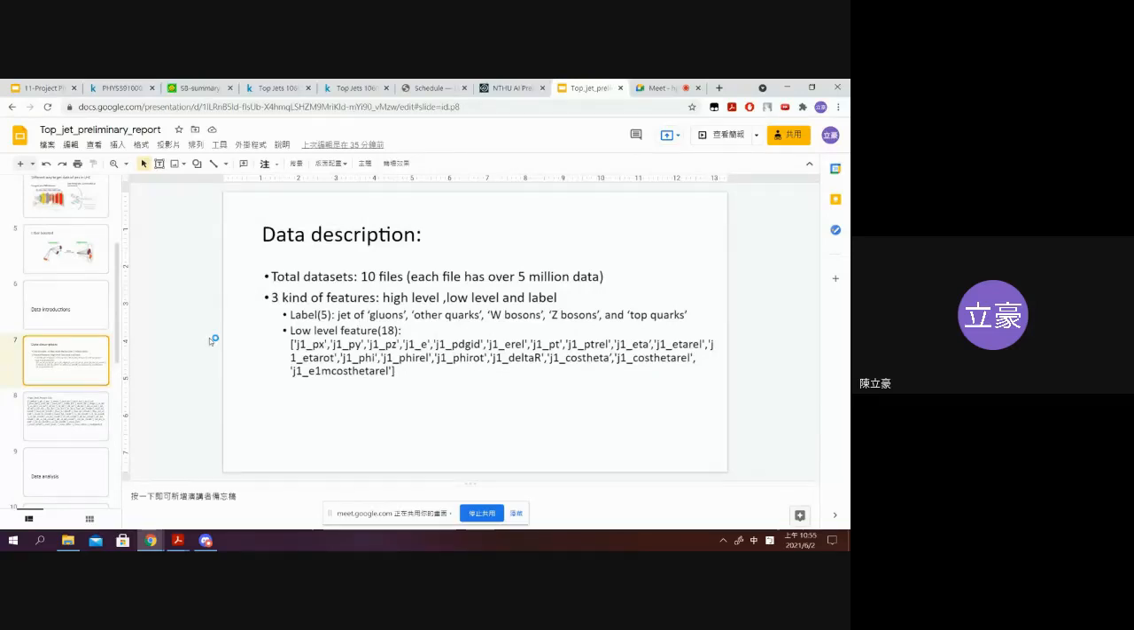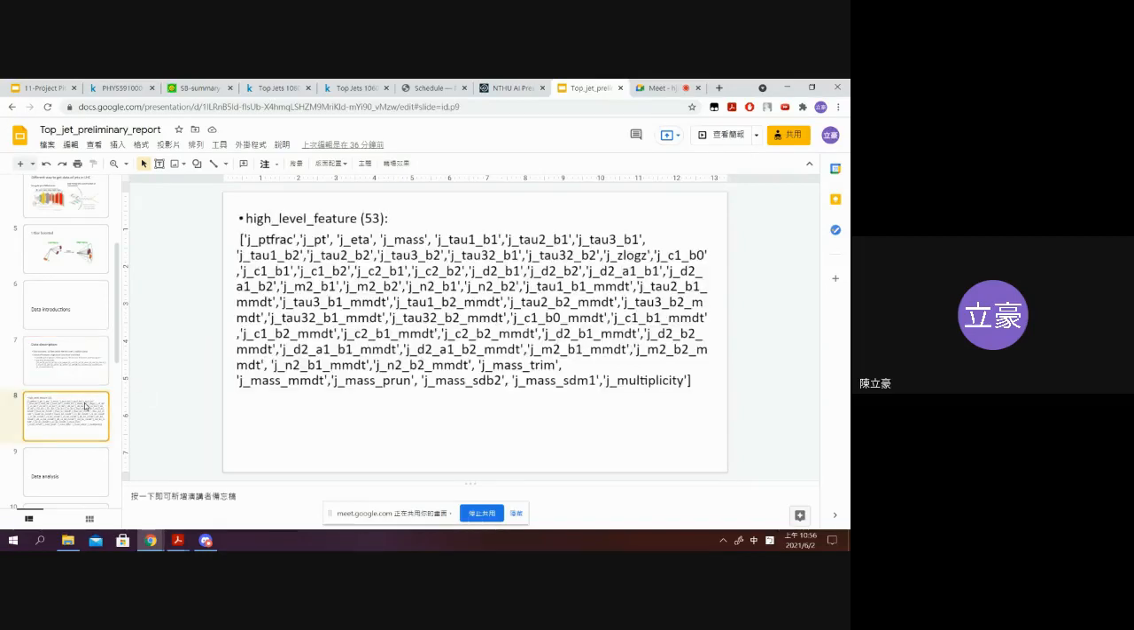I would like to introduce our data. Our data set has 10 files, and each file has over 5 million data. Each data has 3 kinds of features: high level, low level, and label. The label records what kind of jet this data is. We have 5 kinds of jet, 18 low level features and 53 high level features.